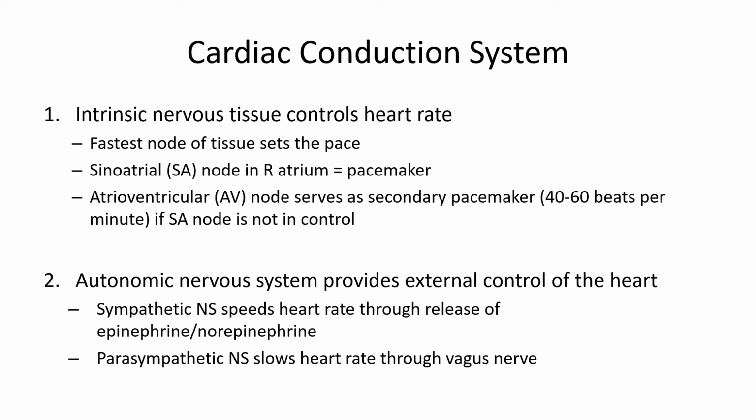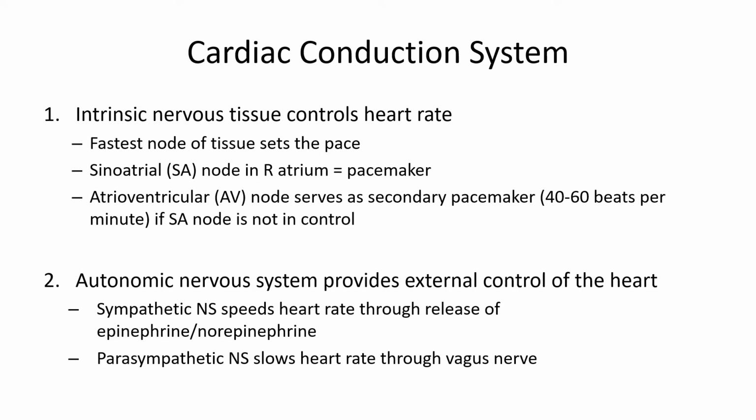So in looking at the cardiac conduction system, we do have an intrinsic or a built-in nervous system, and that nervous tissue is within the heart muscle, and it helps to control the heart rate. The fastest piece of intrinsic nervous tissue is the one that sets the pace of the heart rate. So there are multiple pieces of nervous tissue scattered throughout the muscle tissue of the heart. It is the one with the fastest pace that is called the pacemaker.